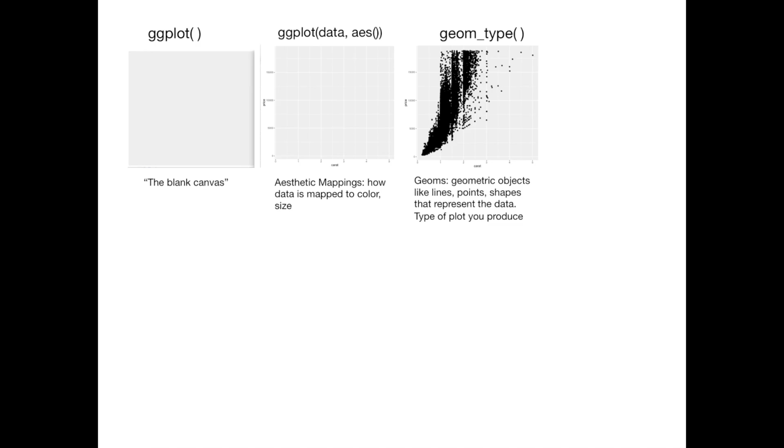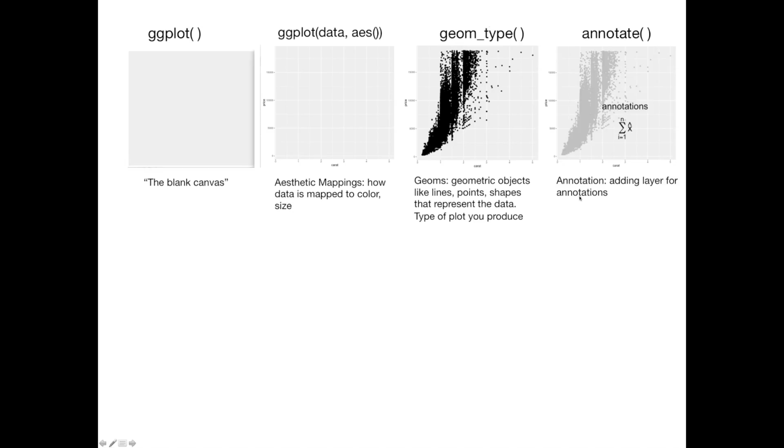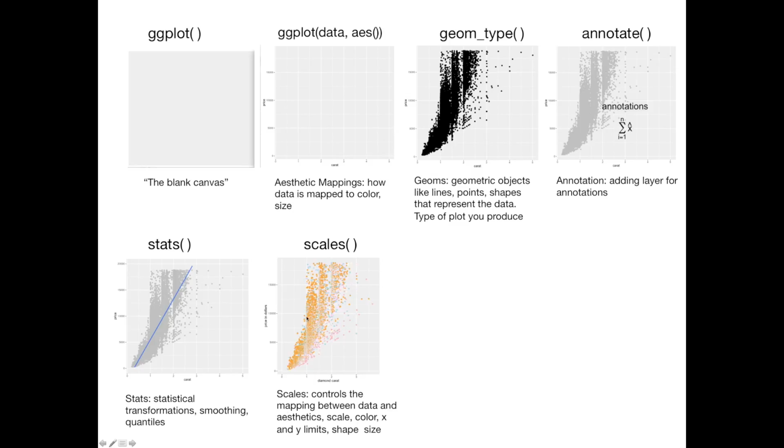So far we've seen the basics of the graph, which is ggplot, and then ggplot where we specify the aesthetic mapping, and then we can specify the geom type. But we can also add layers that add annotations to the graph. They can add statistical transformations on top of the graph. We can add a layer that controls the scales, which controls the mapping between the data and the aesthetics. So that would be things like the x and y axis limits.